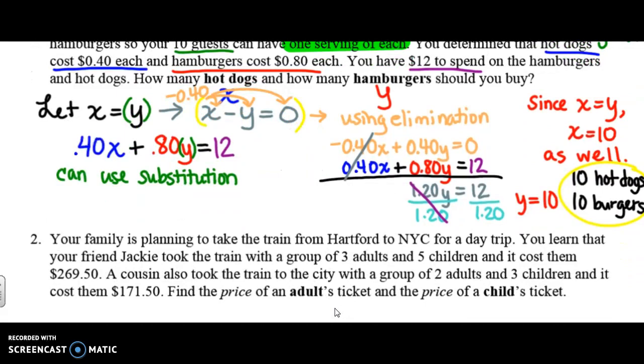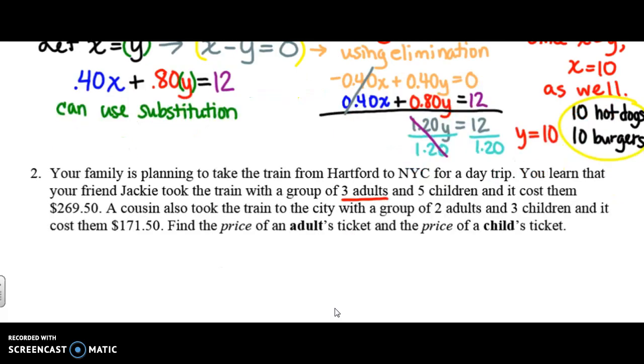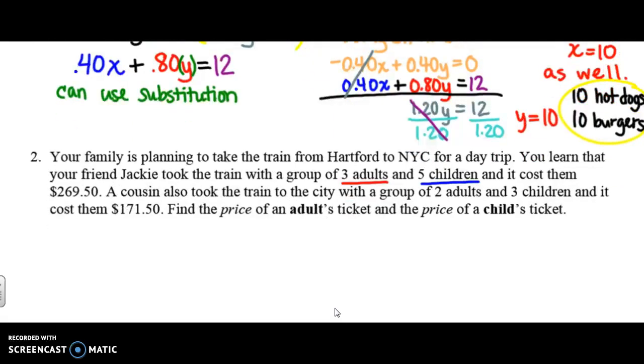Okay, question number 2. Your family is planning to take the train from Hartford to New York City for a day trip. You learn that your friend Jackie took the train with a group of 3 adults and 5 children, and it cost them $269.50. That isn't chump change, for sure, but it is a lot cheaper than some of those parking garages. A cousin also took the train to the city with a group of 2 adults and 3 children, and it cost them $171.50. So your objective is to find the price of the adult ticket and the price of the child's ticket.